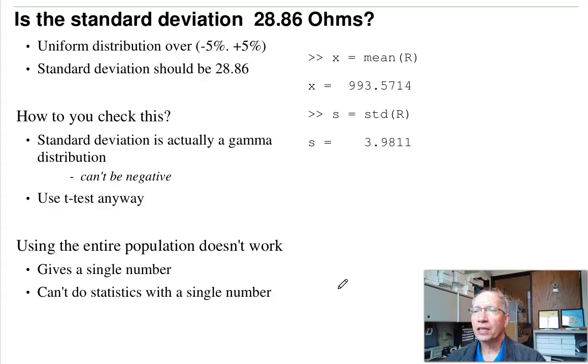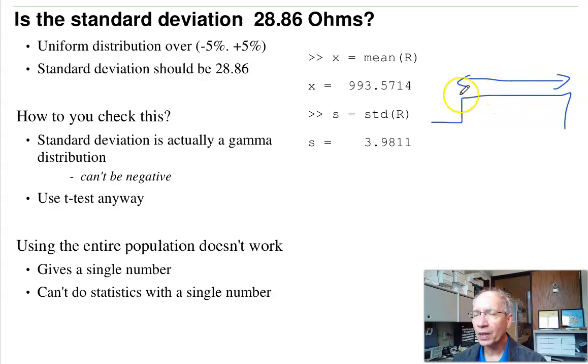Another way to look at it: if this is truly a uniform distribution, the variance is the spread squared divided by 12, which should give 28.8 ohms for the standard deviation. This is the standard deviation I actually got. Is that correct? Well, the standard deviation actually follows a gamma distribution. It's not a normal distribution. It can't be negative, so technically I shouldn't be using a normal distribution for this. I'm going to use it anyway.